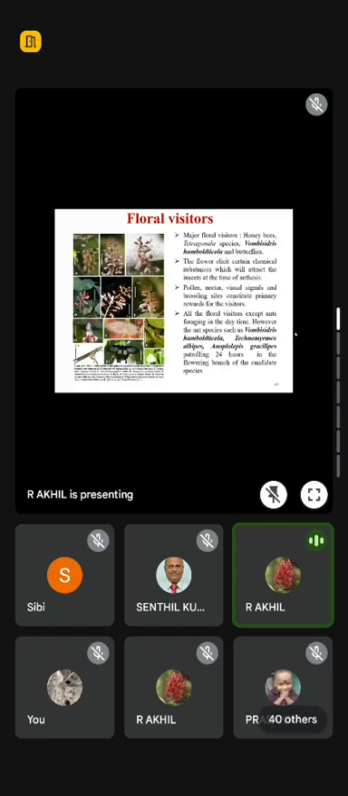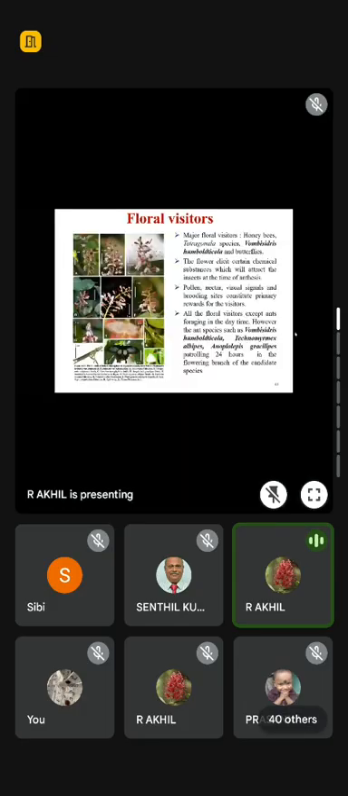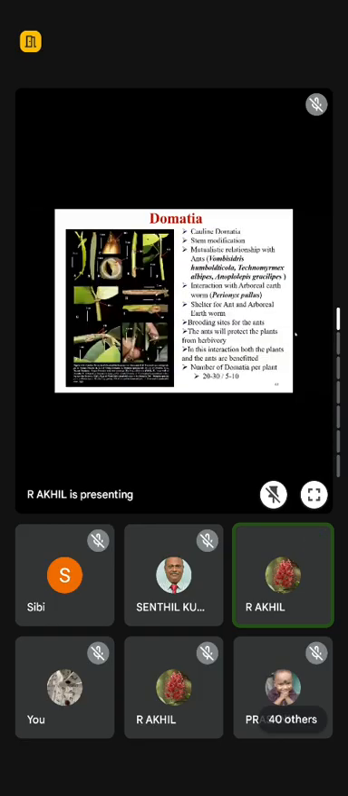All the floral visitors except ants are foraging. However, the ant species such as Bombicetus humboticola, Technomermicus albibus, and Aniplolepsis graslips are patrolling 24 hours in the flowering branch of the candidate species.